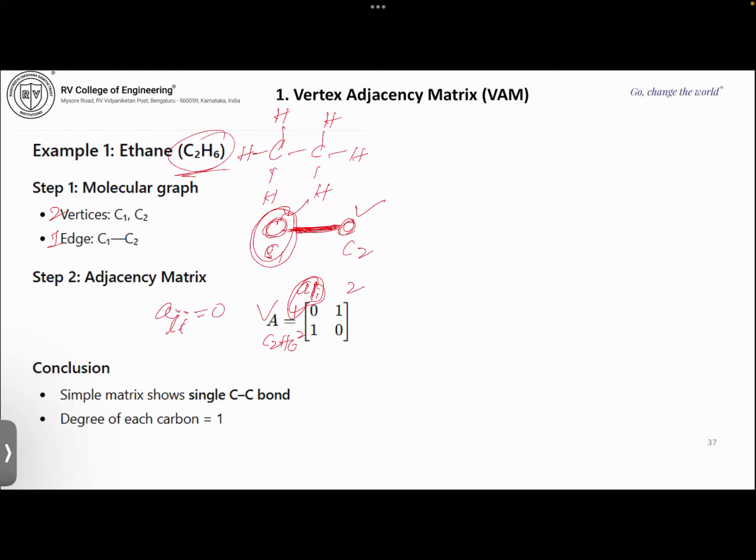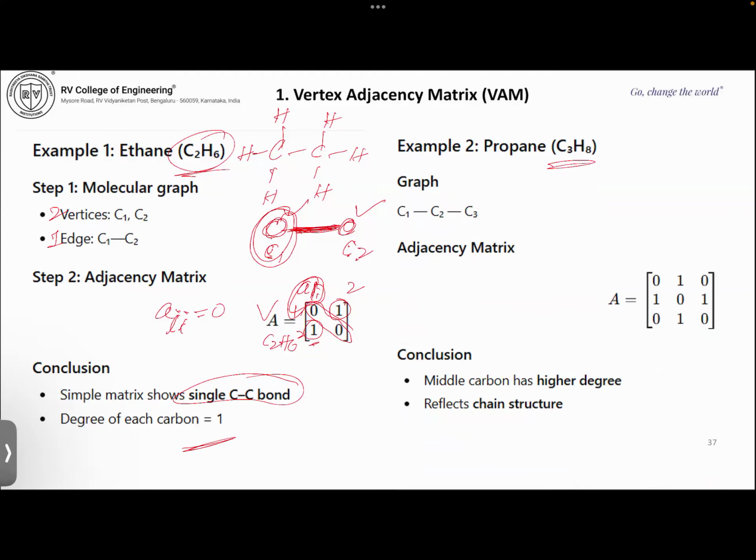C1 is connected to C2. These two are adjacent to each other, so therefore it is 1. Then 2 is connected to 1, so A21 is equal to 1, and the diagonal elements will be 0. So the conclusion is that the matrix shows a C-C single bond. The degree of each carbon is 1 because they are connected to only one atom.